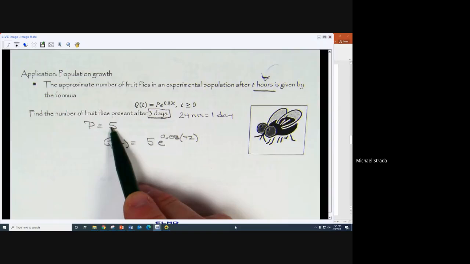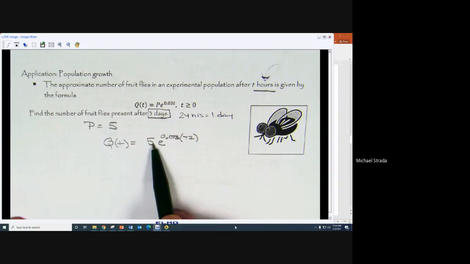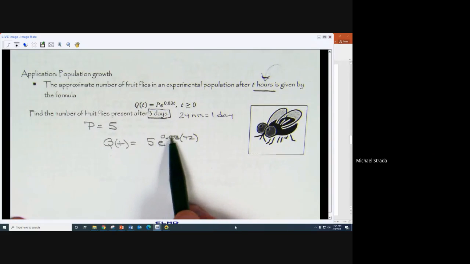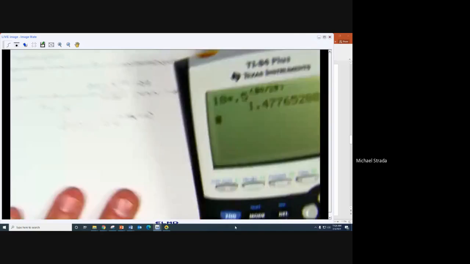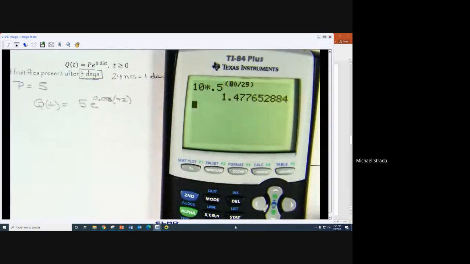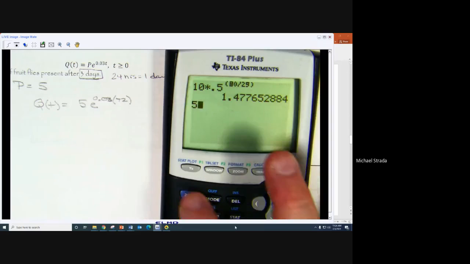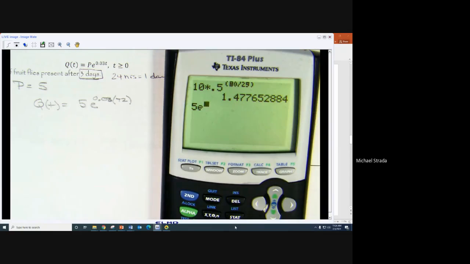Let's say we start with 5 fruit flies. That would be P, so 5e to the 0.03 times 72. Go to my calculator: 5e to the 0.03 times 72, and that'd be 43 fruit flies.